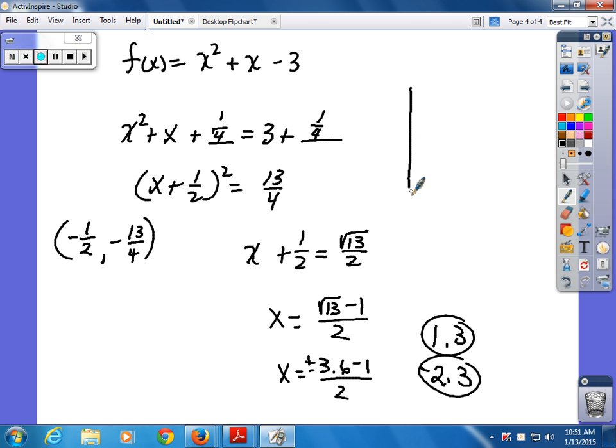So we're talking about a parabola where the vertex is negative 1/2, negative 3 and 1/4. So that would be down here. And 1.3 would be right in here, and negative 2.3 would be right in here. And the y-intercept is negative 3, so it would be somewhere right in here. That's what the parabola looks like.